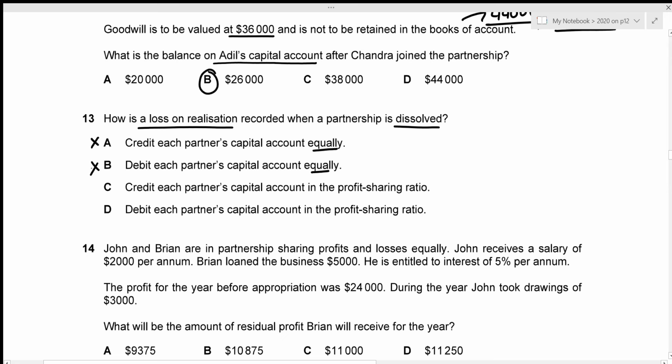Now we just need to figure out on which side it would be recorded in the partners' capital accounts, debit or the credit side. Now, the thing to remember here is that loss is something that is going to reduce partners' capital accounts, right? And all of the reductions in the partners' capital accounts is always to be recorded on the debit side. So that's going to be option D. That is our answer. Now we can move towards question number 14.